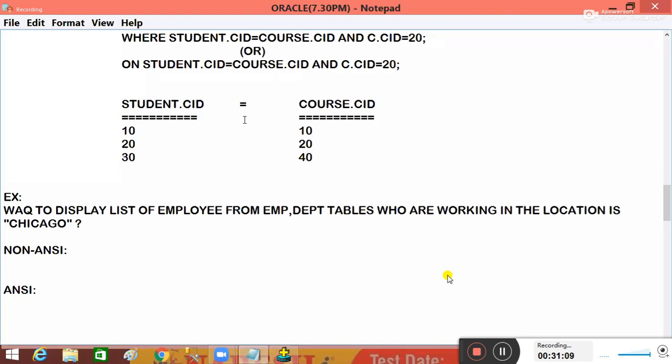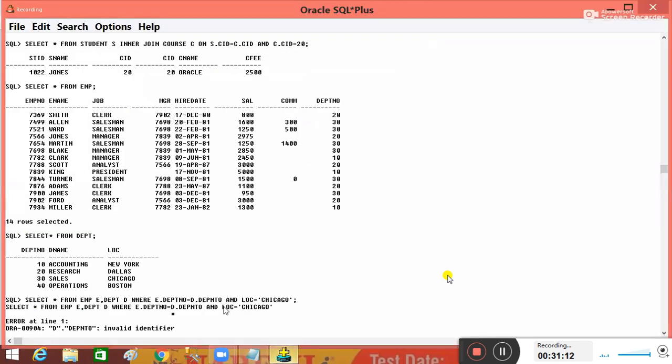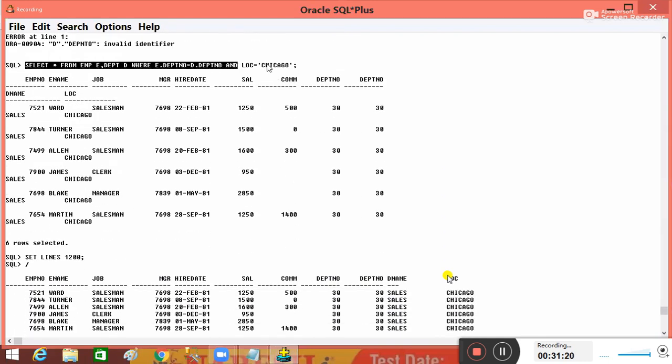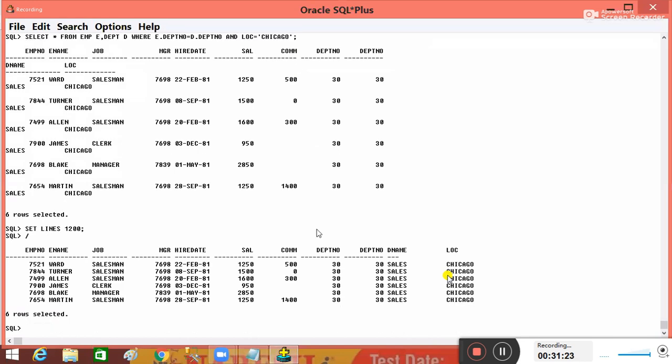Okay, now this is what we have written here. The non-ANSI format way is what we have written. Where is our requirement? Yes, so this is what we wrote here, non-ANSI.